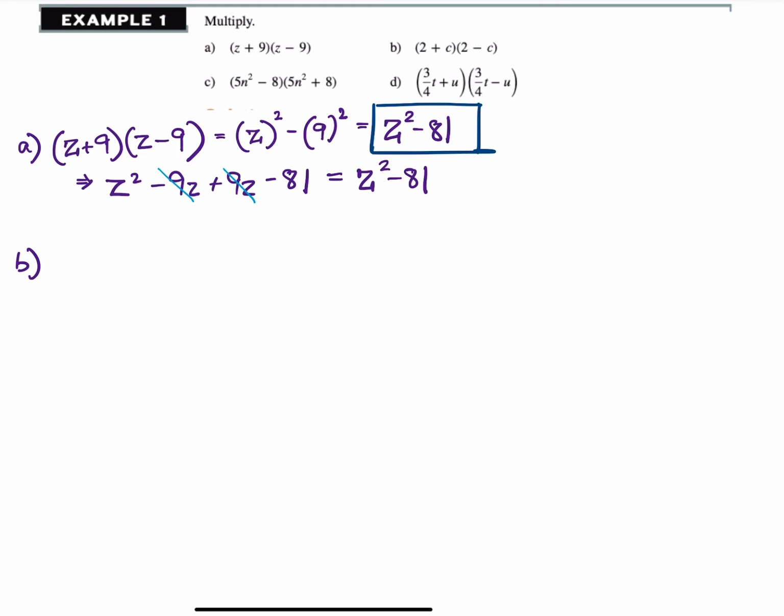So for part B, we're given 2 plus c times 2 minus c. So our a term is 2 and our b term is c. So this must equal our first term squared, which is 2 squared, minus our second term, c squared, or 4 minus c squared.